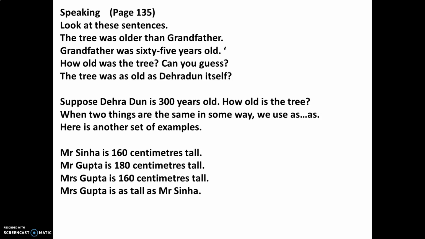Next is speaking. Look at these sentences. The tree was older than grandfather. Grandfather was 65 years old. How old was the tree? Can you guess? The tree was as old as Dehradun itself. Suppose Dehradun is 300 years old. How old is the tree? When two things are the same in some way, we use as dash as.